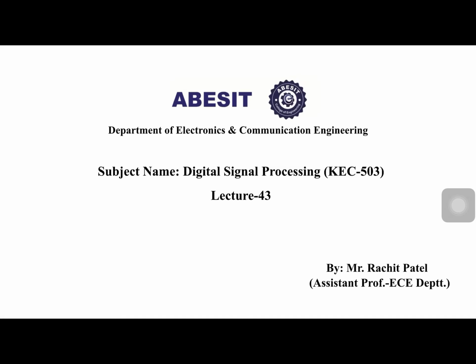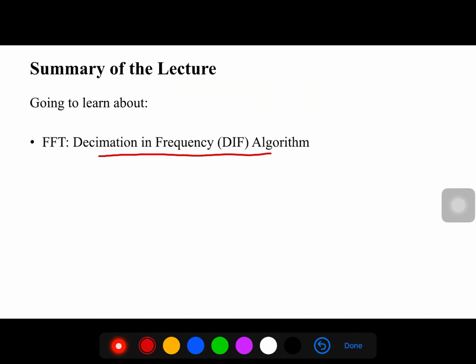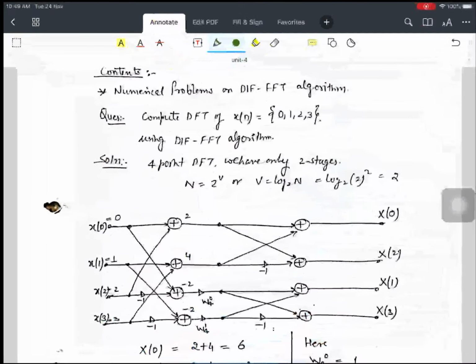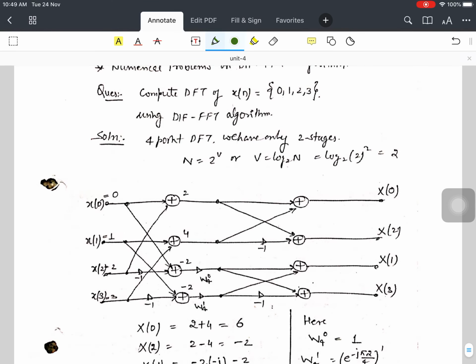Lecture 43 is based on the 4th unit of the subject Digital Signal Processing, and in this lecture we are going to solve a numerical problem based on the DIF algorithm. Let us take one example. The question is: compute the DFT of x(n), where x(n) is given as 0, 1, 2, 3, using the DIF FFT algorithm.